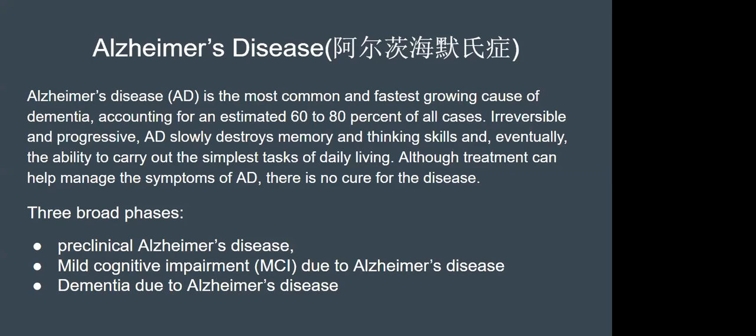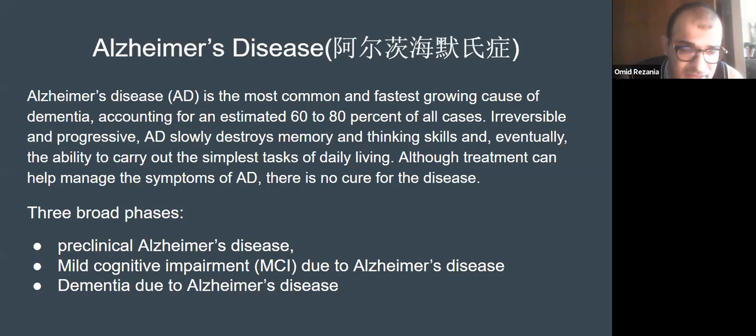Okay, next, please. Fantastic. I didn't know that there are three phases. We have preclinical, then the dementia becomes mild, then it becomes dementia completely. Interesting. Thanks.